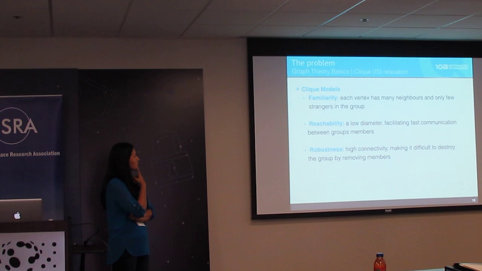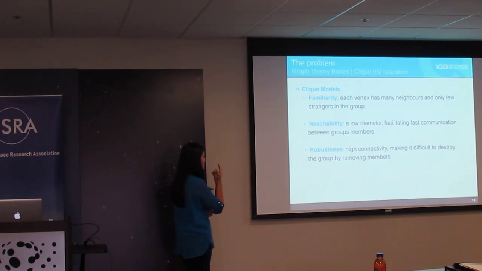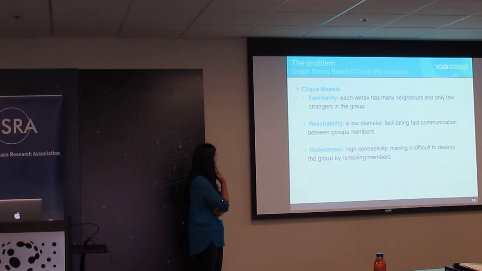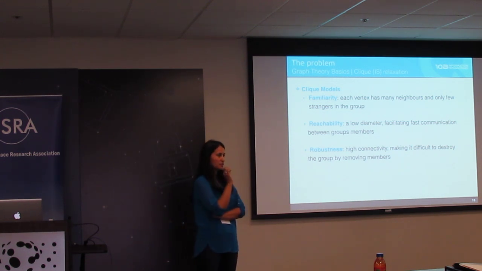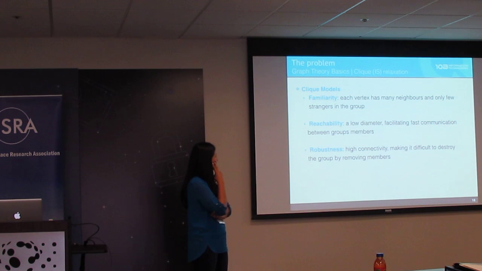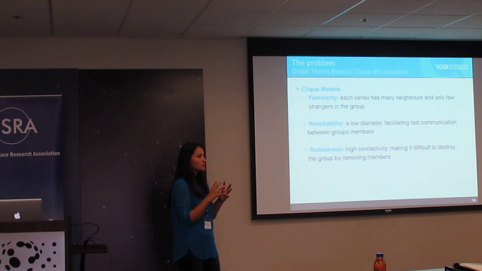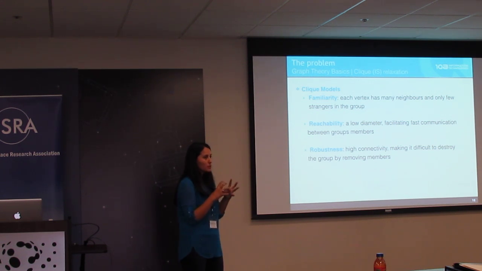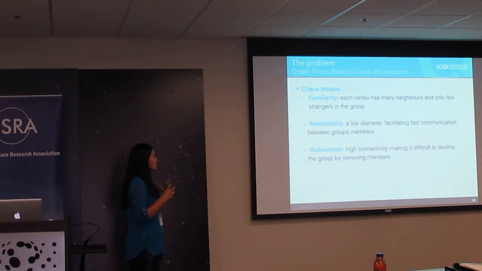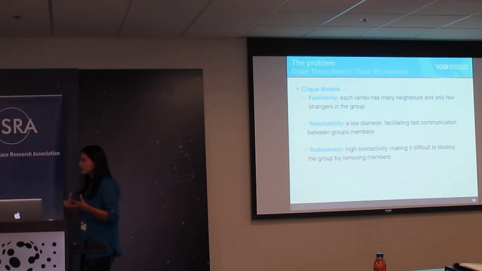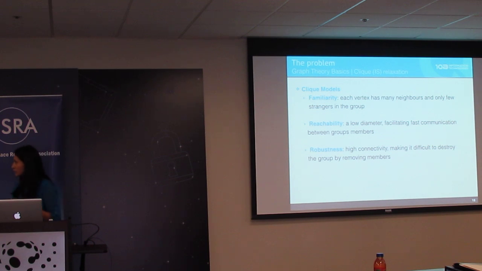Basically you would like to find familiarity, reachability, and robustness. The first point says that each vertex has many neighbors and only few strangers in that group. The second property deals with the distance between these nodes, so the communication between them is very fast. They are very tied together. And robustness talks about the connectivity: if you remove one of these nodes, it's still a very tight group.